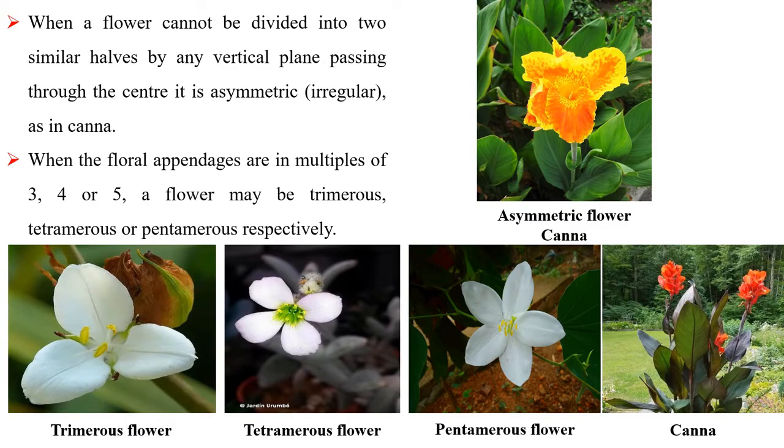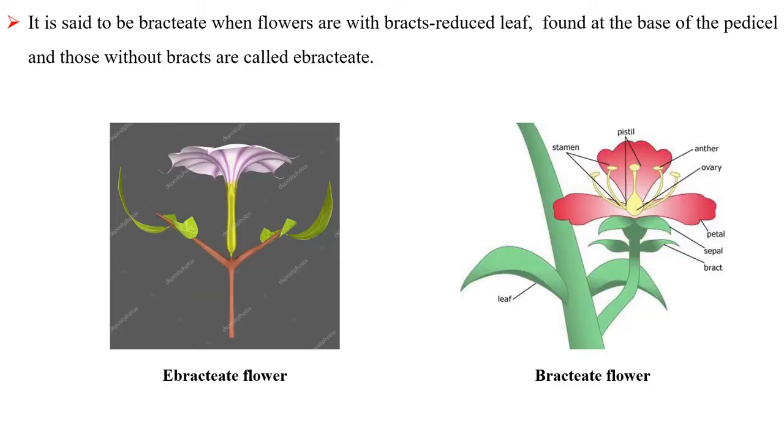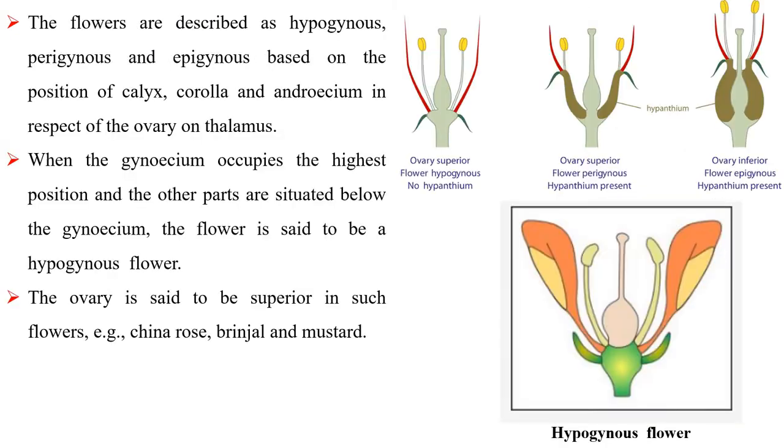When a flower cannot be divided into two similar halves by any vertical plane passing through the center, it is asymmetric, as in canna. When the floral appendages are in multiples of 3, 4 or 5, the flower may be trimerous, tetramerous or pentamerous respectively. It is said to be bracteate when flowers are with bracts, reduced leaf, found at the base of the pedicel, and those without bracts are called ebracteate.